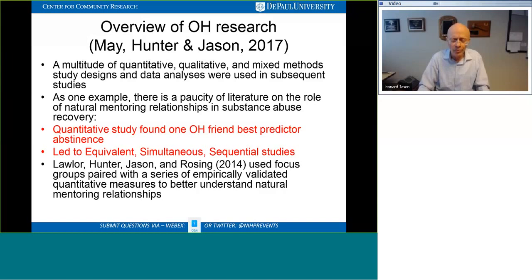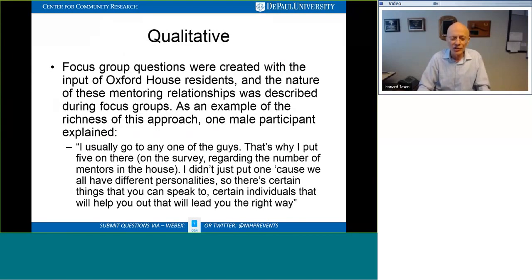Lawler, for example, used focus groups paired with a series of empirically validated quantitative measures to better understand natural mentoring relationships. In the qualitative section of the study, the focus group questions were created with the input of Oxford House residents, and the nature of these mentoring relationships was described during focus groups.